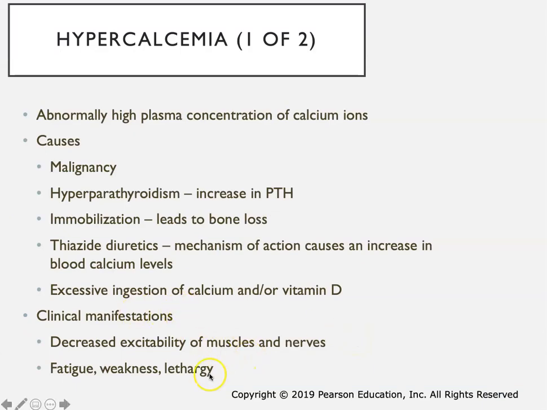Clinical manifestations, right? Decreased excitability of muscles and nerves. I just explained to you on that slide before that calcium is necessary really for muscle contraction, okay? There's no calcium, there's no muscle contraction, okay? Also, particularly important in neurons in terms of the function of neurotransmitters and things like that, okay? Neurotransmitter release, but also other functions related to neurotransmitters. Can lead to fatigue, weakness, lethargy, okay?